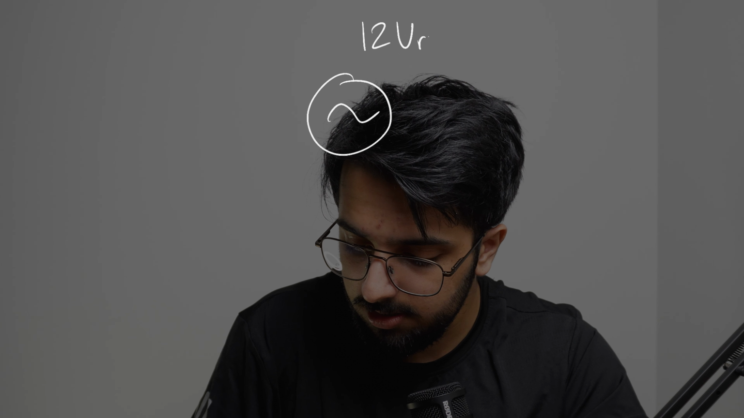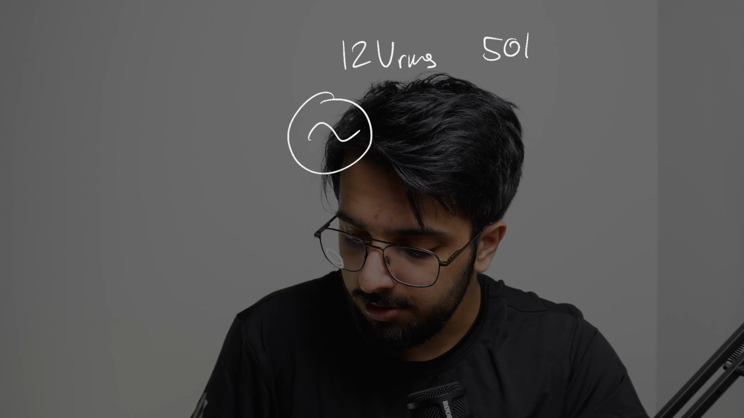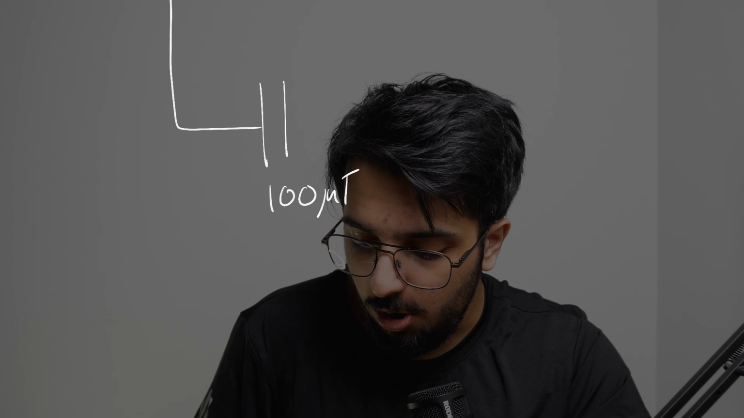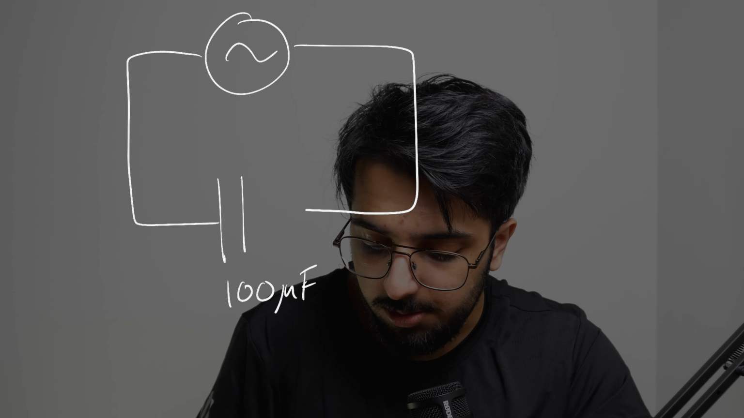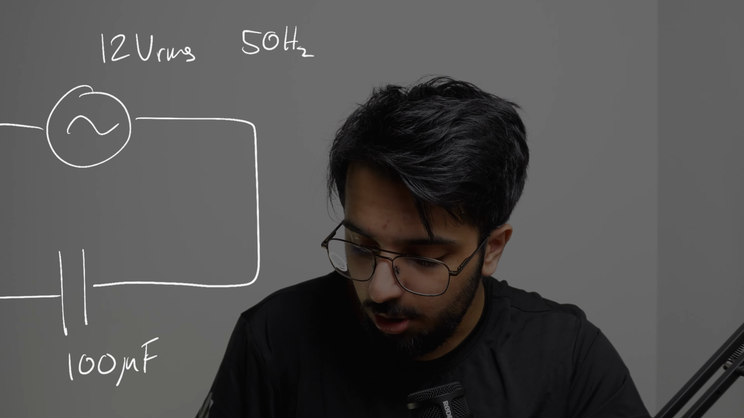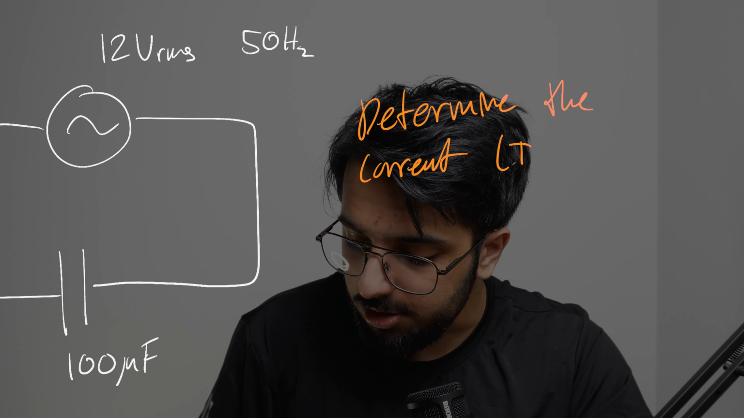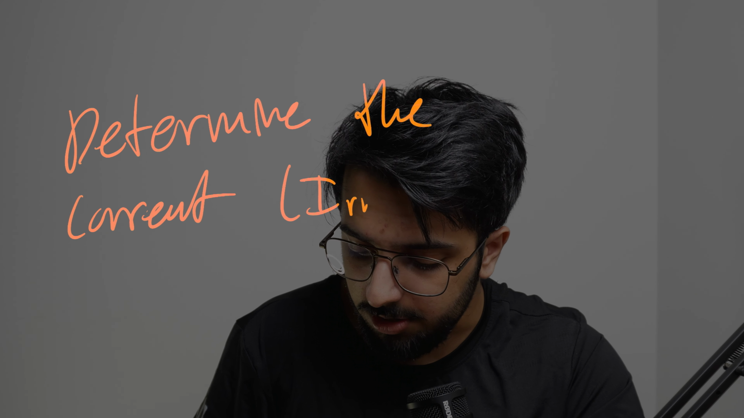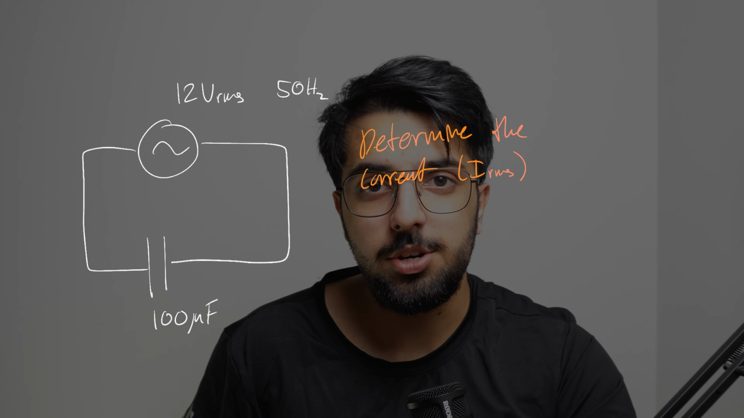And so now that we have all this knowledge, I think it's time to do a practice question. Let's say we have an AC power supply, and this is a 12 volt RMS power supply with a 50 hertz frequency. Okay, and this is connected up to a capacitor which has 100 microfarads of capacitance, and we hook it up like so. And what I want to do is determine the current, or our I value, right? Remember that this I value is actually our RMS value, okay? And so you can pause the video and give that a try.